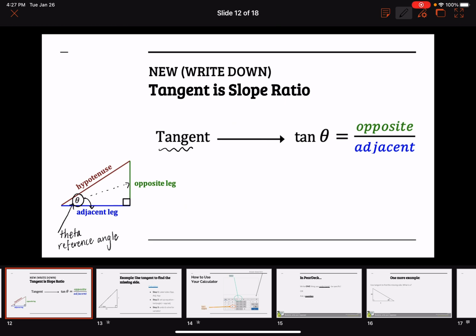The tangent ratio is given by the following. Here we say this out loud: tangent of theta equals our opposite leg divided by our adjacent leg. Let's see an example of how to use this.